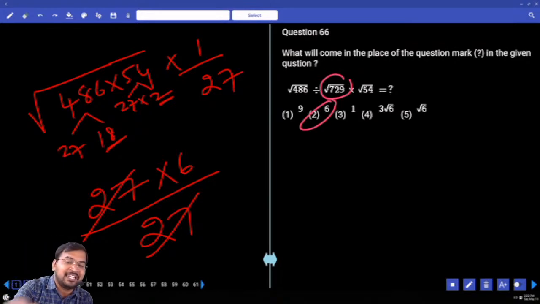Sir, why are you splitting in terms of 27? The denominator 27 is there, right? So that is the reason I am splitting the numerator in terms of 27. Are you clear?